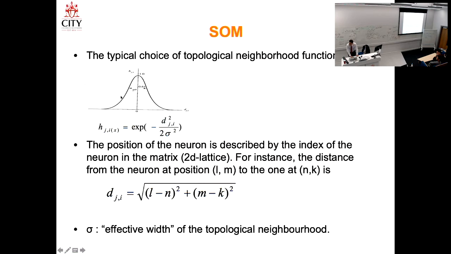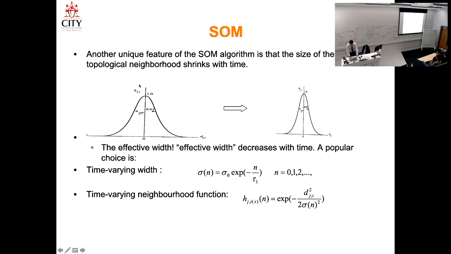As I said, as time goes on, we reduce the updates. So initially I want something like this. As time goes on, I want something like this. So what I need to define is another time varying width. So my width is going to be updated like that. As time goes on, this is my time, it's going to get more shrunk. So that's very, very simple.